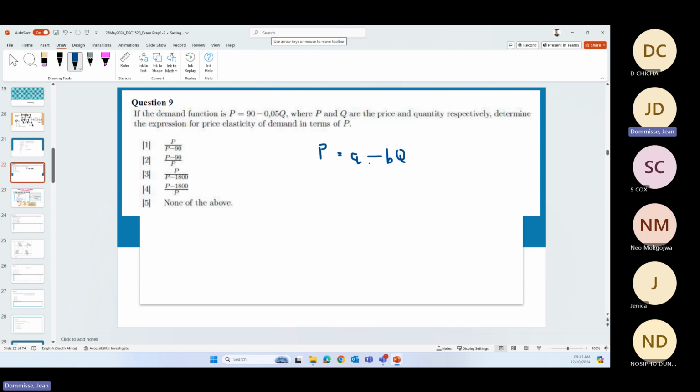E is equal to A minus BQ. So if I just write this over, you will see A is 90 minus 0.05 Q. And now that one is important. I think we keep it as that. Yes, and then we can say that the price elasticity, and remember it's in terms of P, is E minus A.